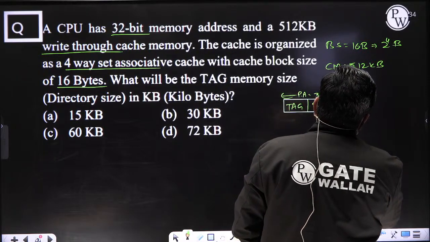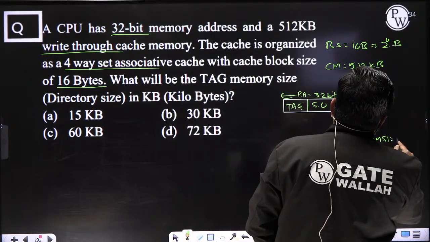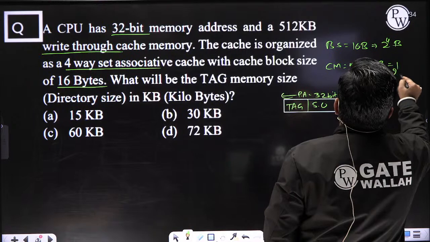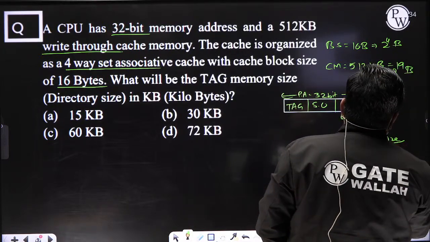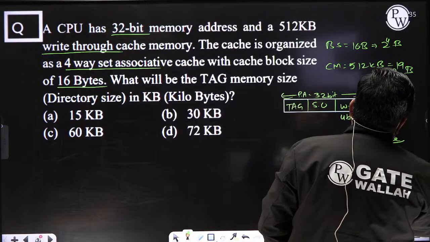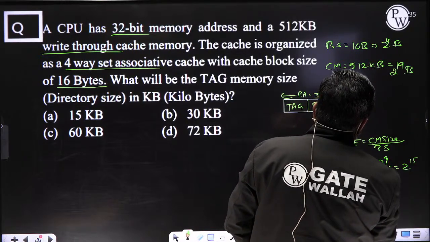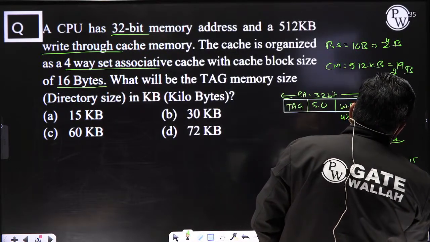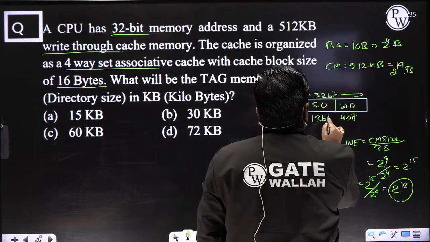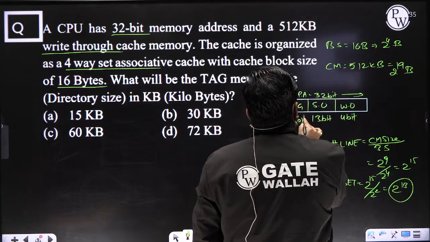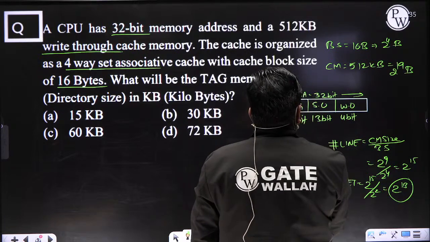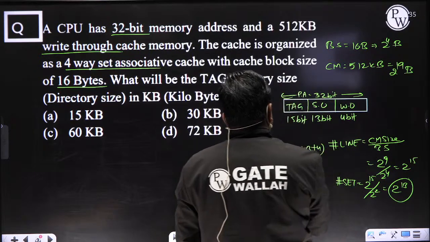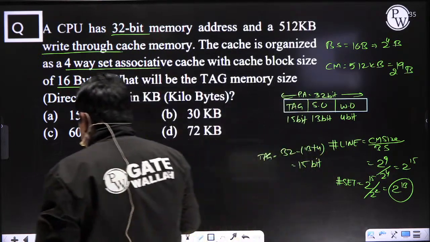So number of lines, how do you calculate? Cache memory size divided by block size. So 2 raised to power 19 divided by 2 raised to power 4, you will get 2 raised to power 15. And what is the number of sets? It is 4-way. 2 raised to power 15 divided by 2 raised to power 2 gives 2 raised to power 13. So you will get 13. So what is the tag? Tag will be 32 minus 13 plus 4, so you will get tag 15 bits.